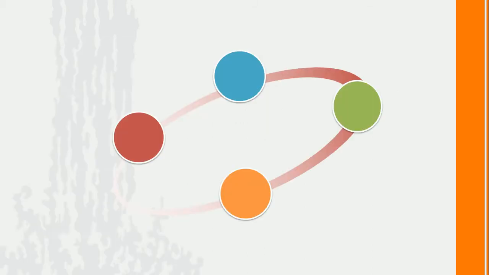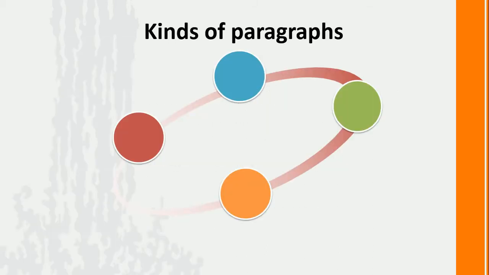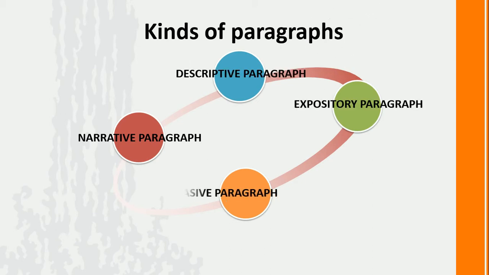Then we studied the kinds of paragraphs. We didn't study the kinds of paragraphs individually, we just studied one of them, but let's go through the kinds of paragraphs that we have. Four most common kinds of paragraph. The first one is narrative paragraph, the second one is descriptive paragraph, the third is expository paragraph, and the fourth is persuasive paragraph. We have studied only one of them, which was persuasive paragraph.